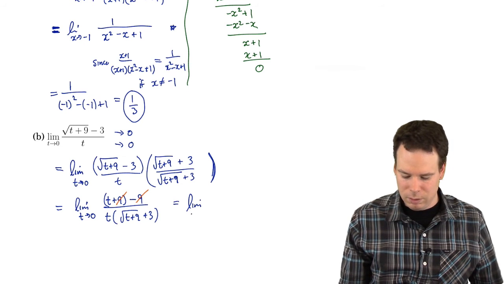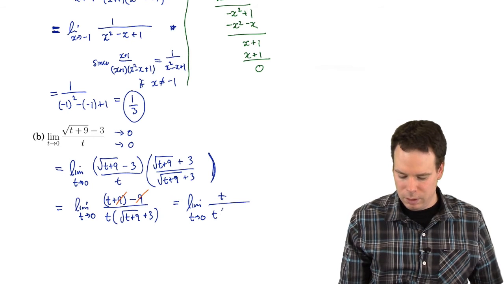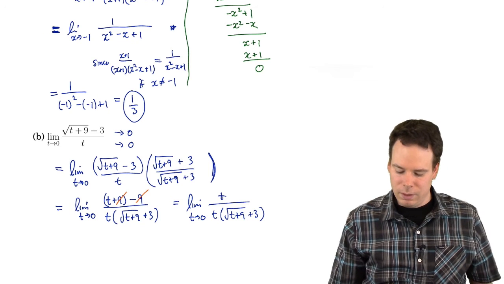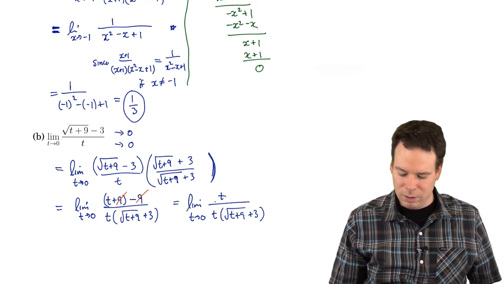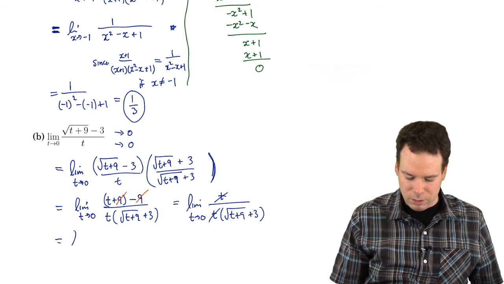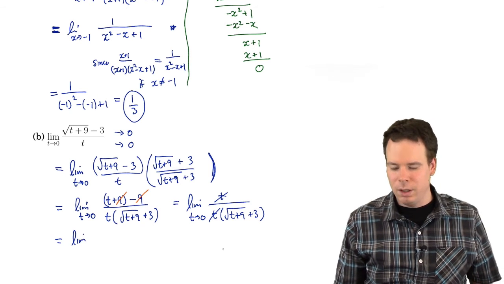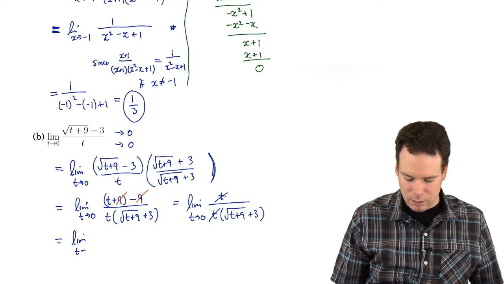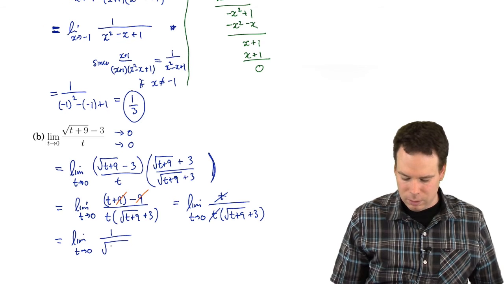Let's write it out here. T goes to 0. T over t times square root of t plus 9 plus 3. There's that hidden factor of t in the numerator. We can now get rid of it. Now there's this question of, if I cancel it off, do I really get the same limit? Because I've got this new function now.